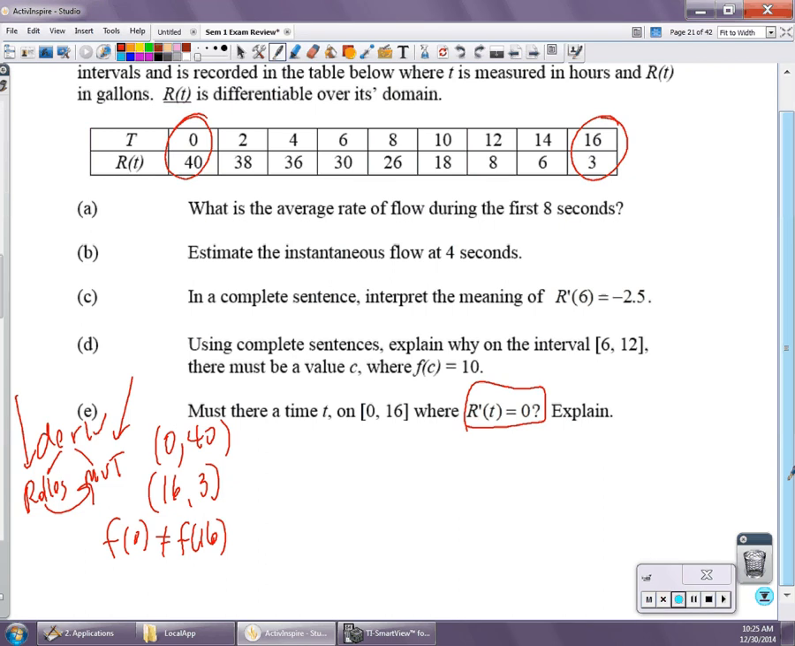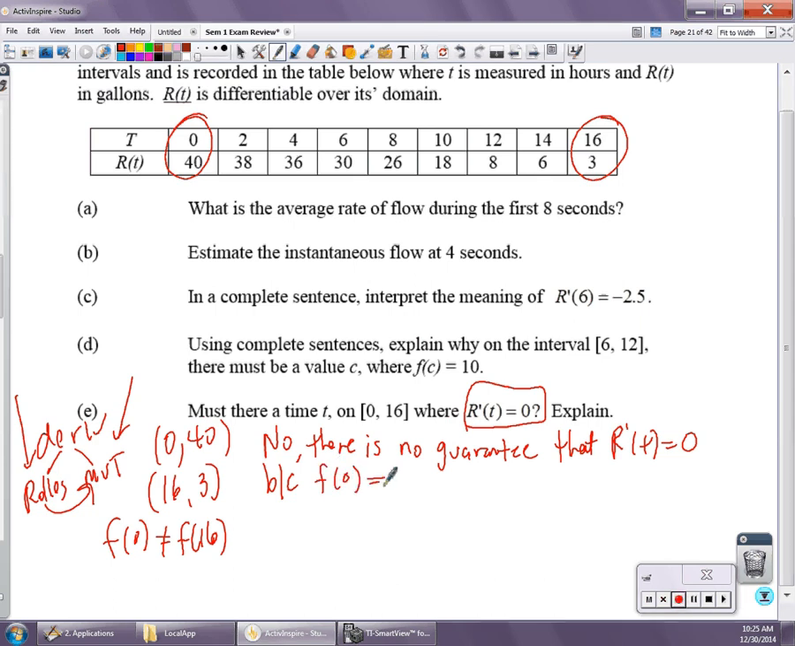So I would say, no, there is no guarantee that r prime of t equals 0 because f of 0 is not equal to f of 16. Now notice I didn't state the other criteria that were met. All I have to do is find one that is not met.